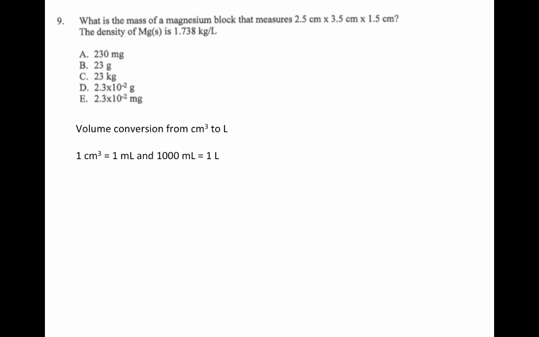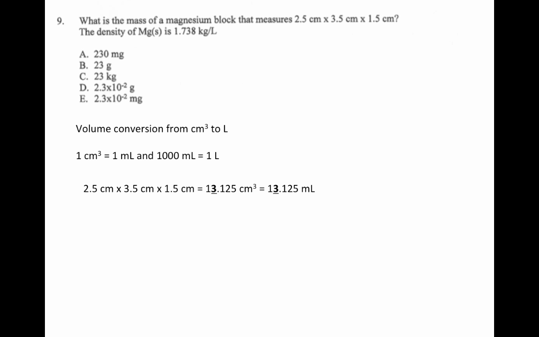To do that, we're going to have to be able to convert between volumes where we're going to have centimeter times centimeter times centimeter, which is cubic centimeters, and somehow get that into liters. Well, by definition, we need to know that 1 cubic centimeter is 1 milliliter and that there's 1,000 milliliters in 1 liter. Both of these would be pieces of information that I would not expect to be provided on the test. It's going to be something that you're going to have to know.